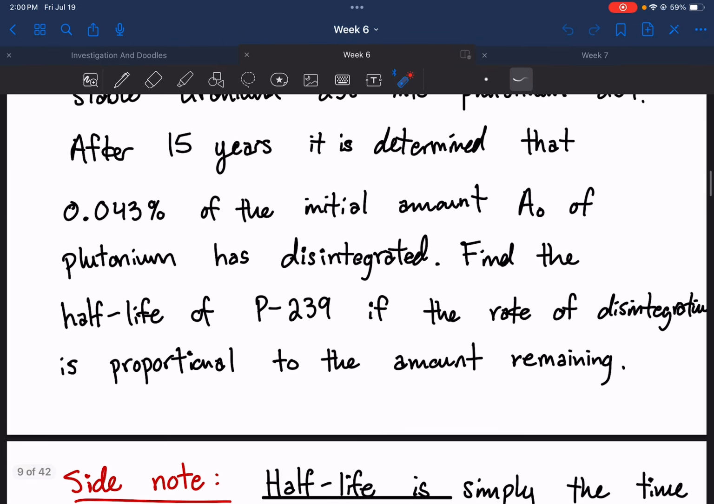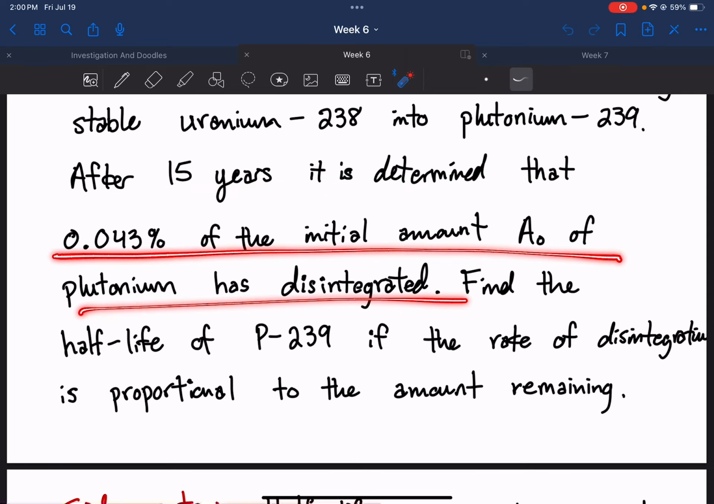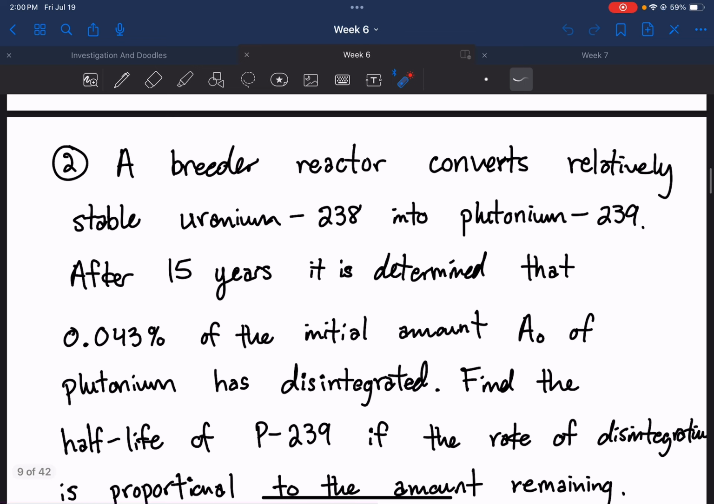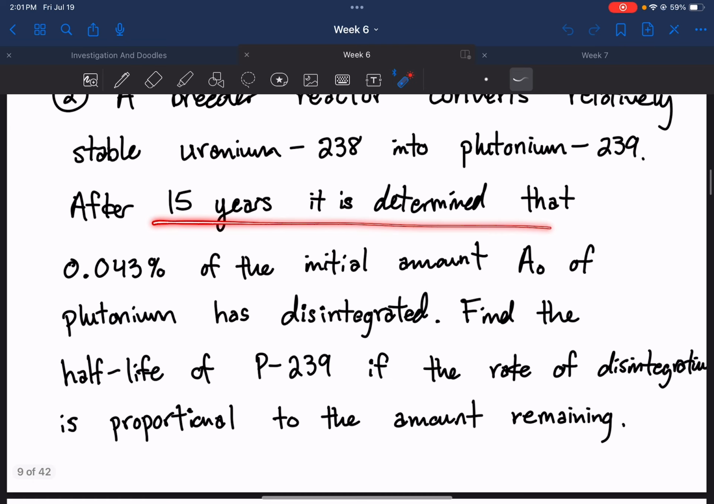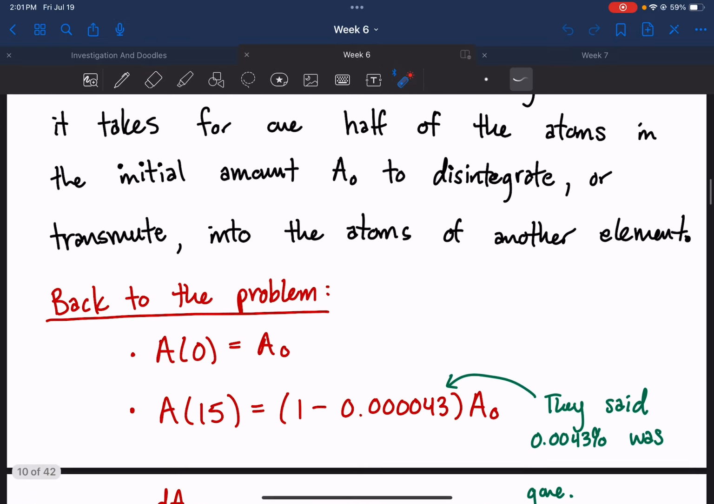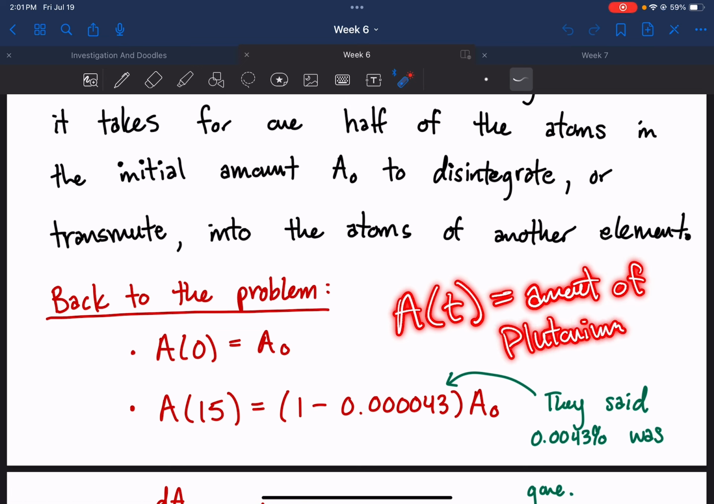And they told us after 15 years, this amount had disintegrated. I think these are also backwards. It should convert plutonium into uranium, but it's okay. So anyway, they told us after 15 years, it's determined that 0.043% of the initial amount has disintegrated. And remember that A of t is the amount of plutonium at time t.